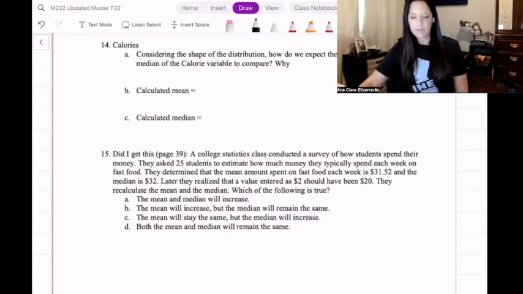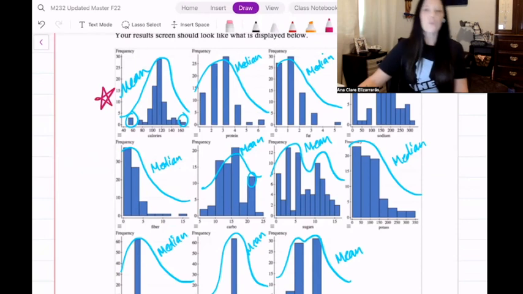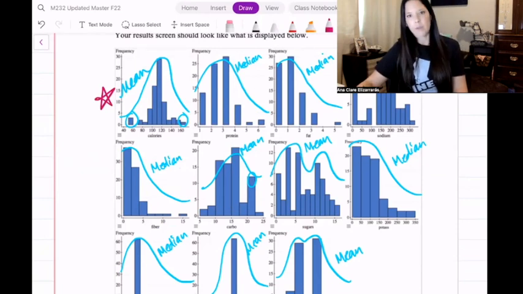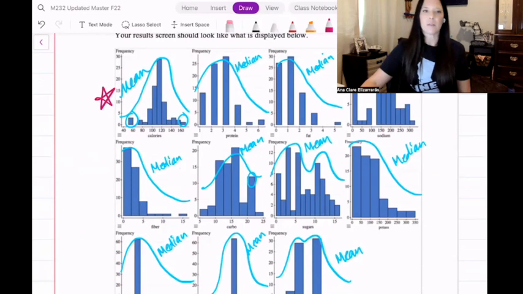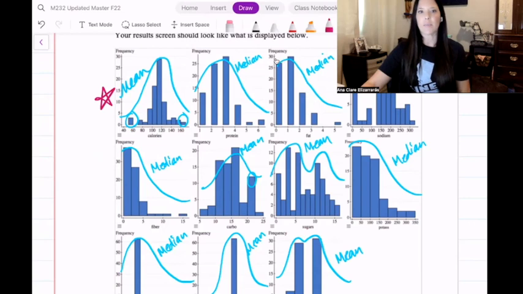For calories, considering the shape of the distribution, how do we expect the values of the mean and the median of calories to compare? Well, looking back at calories, that was our first picture here. We said that calories was symmetric, and we said that we would use the mean. When you have a distribution that is symmetric, the mean and the median should be equal. So I imagine that the mean and the median are going to be roughly the same. I'm going to go back into StatCrunch, and this time I'm going to select calories instead. And when I compute, I get my summary statistics.